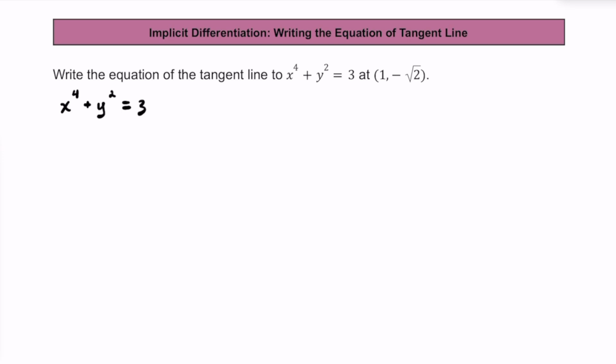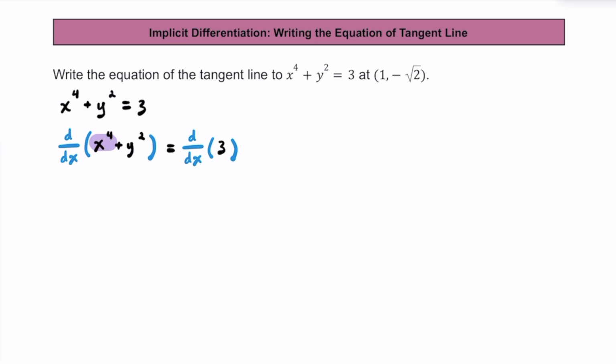First things first, let's apply our implicit differentiation and take the derivative with respect to x on both sides. So on the left side of the equation, we'll take d/dx of x to the fourth power plus y to the second power. That's going to be equal to d/dx of this 3 on the right side of the equation. Alright, so let's take some derivatives together.